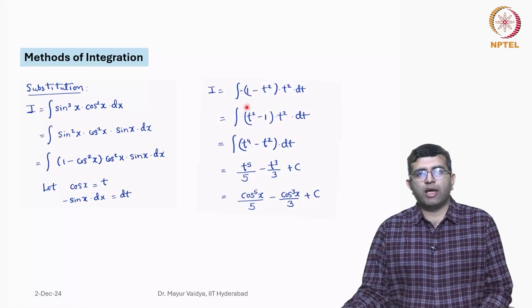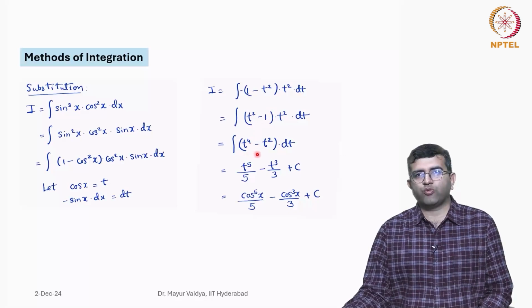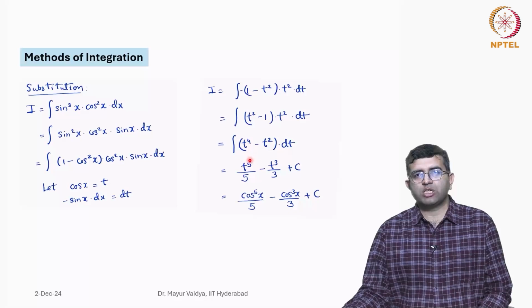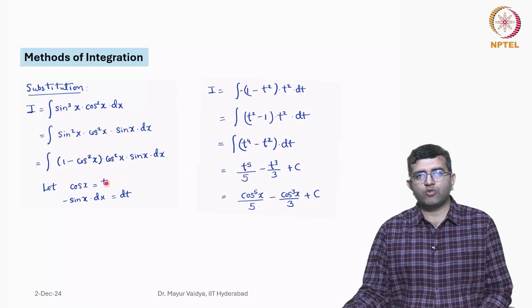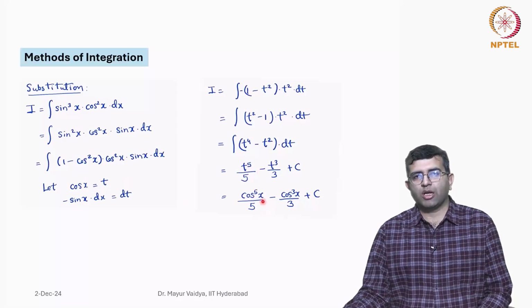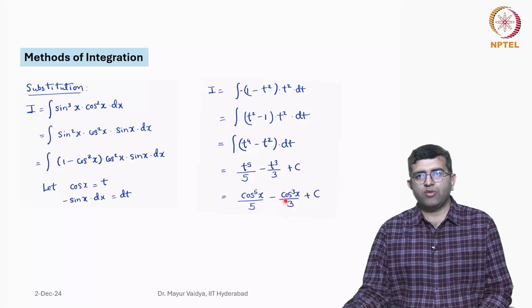So now I can replace this here. It becomes minus of 1 minus t square into t square dt. I simply open the brackets. It becomes t to the power 4 minus t square into dt, and this becomes t to the power 5 by 5 minus t cube by 3 plus c. And then you can substitute back the value of t, which is cos x. So it becomes cos to the power 5 x by 5 minus cos cube x by 3 plus c.